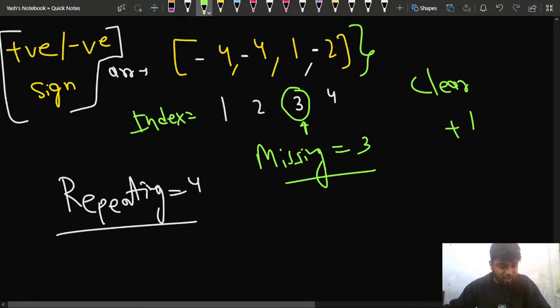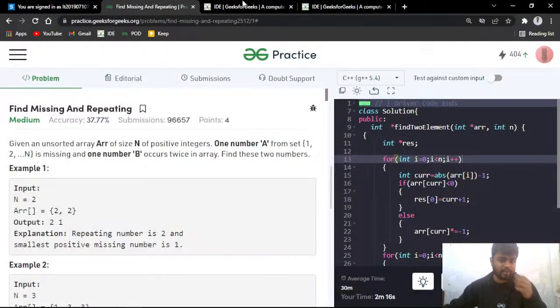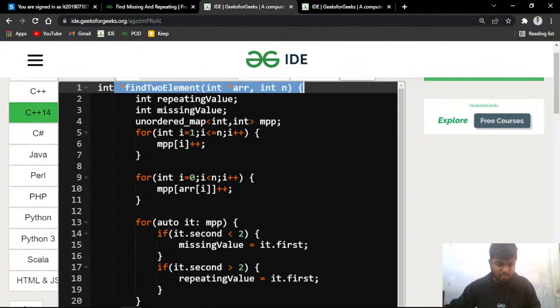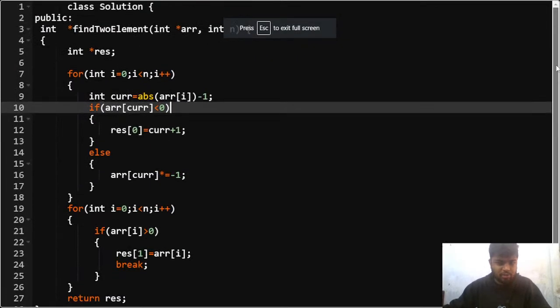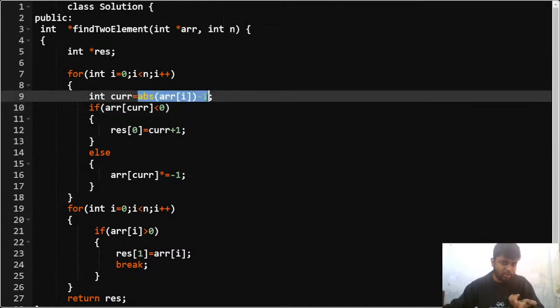I've tried to explain it a lot. Let me show you the code part so that you can understand it a little better. So this was the code for hash map. First of all, I'll show you the code for this particular approach. Since the indexing is 0 based, I'll always be doing absolute minus 1.